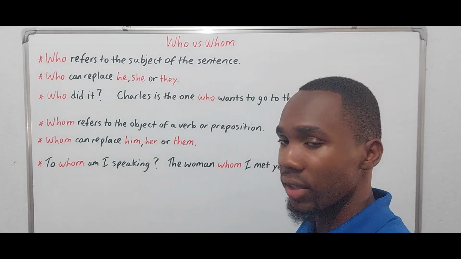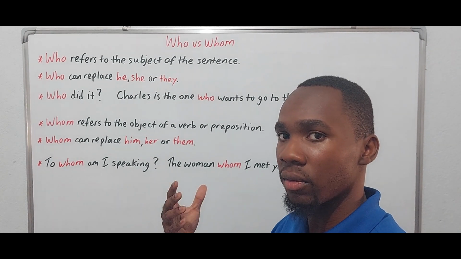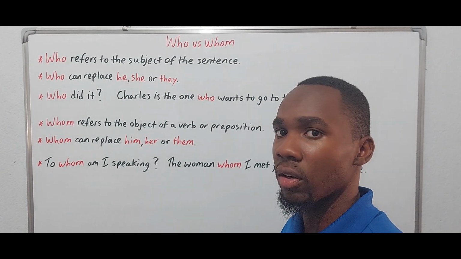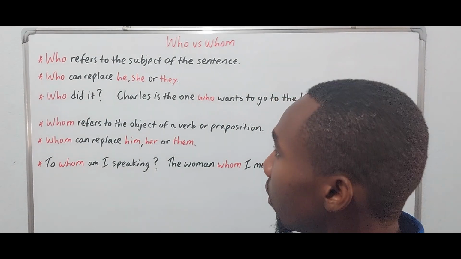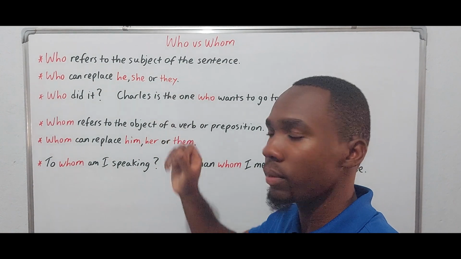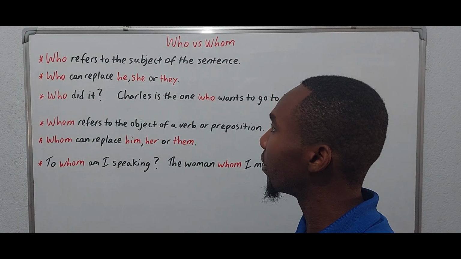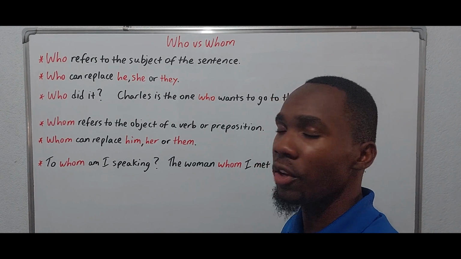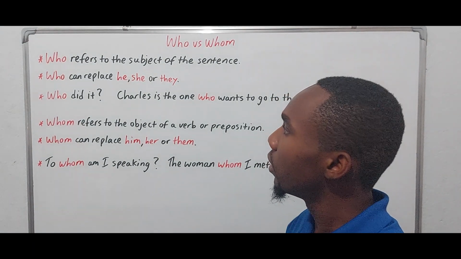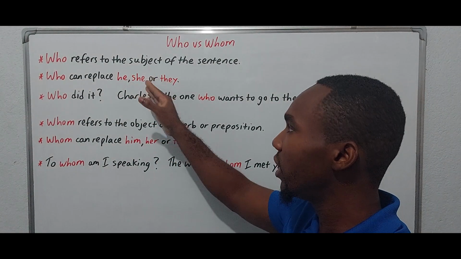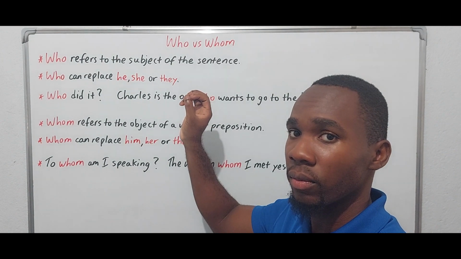So as I said, these are two pronouns, and they are examples of interrogative as well as relative pronouns. So let's start with who. Who refers to the subject of the sentence. So if we're talking about the subject, we use who. Who can replace he, she, or they. So as you see, these are subject pronouns.